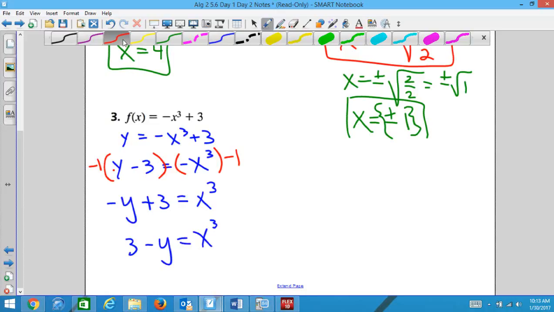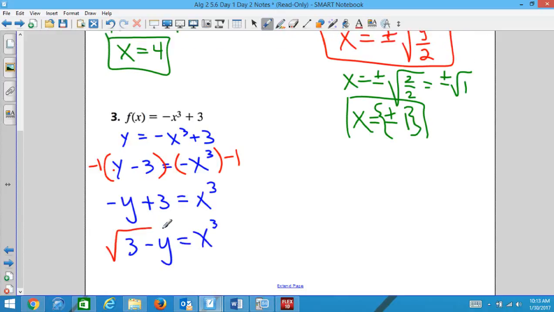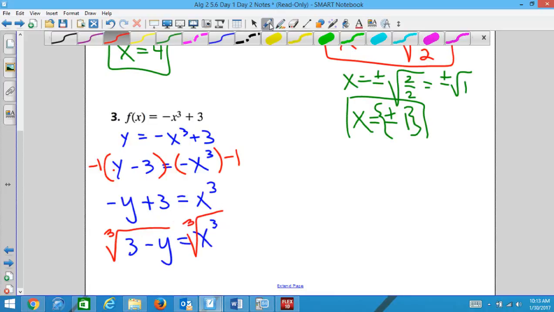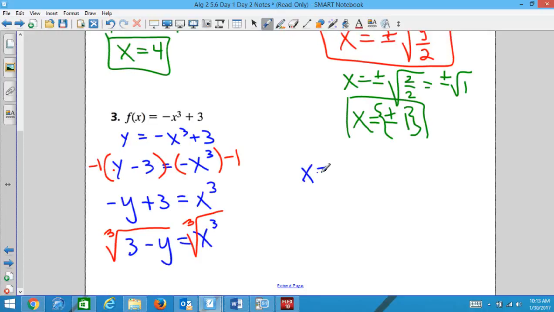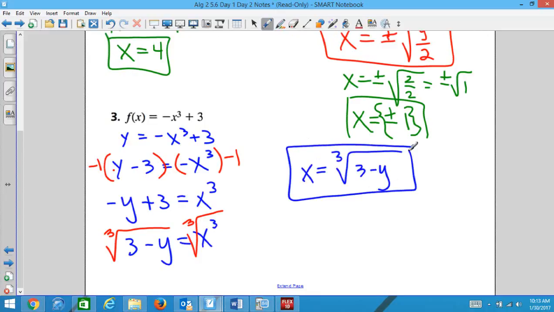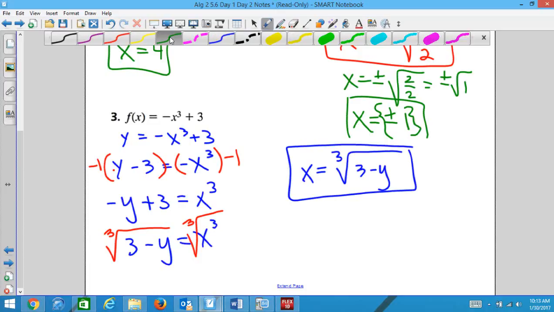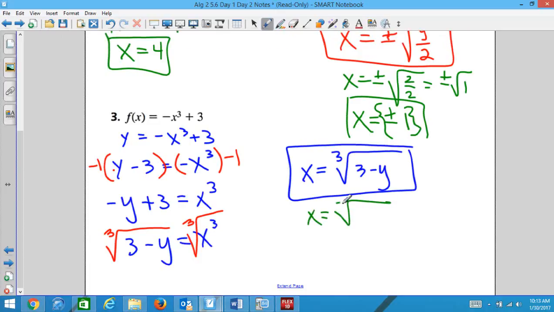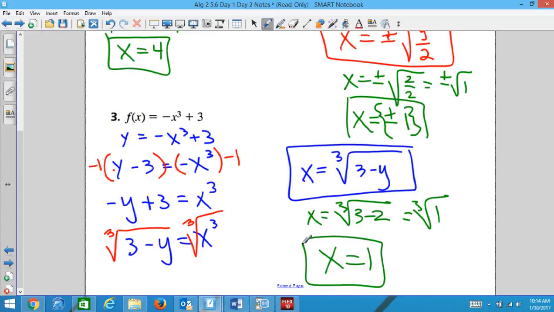So how do I get rid of the cubed? Kenzie? Cube root both sides. Perfect. And do I need plus minus if I'm doing cube root? No, because it's odd, we do not need plus minus. So we have x equals the cube root of 3 minus y. So that would be our first part. Then we plug in 2 for our second part, and get x equals 1. x equals 5.